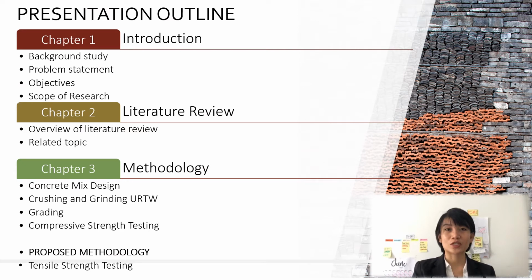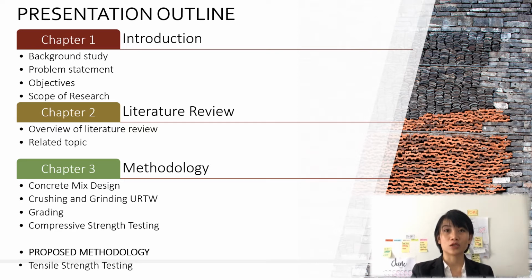Okay, so before we proceed to the main purpose of this presentation, I'm going to briefly explain my presentation outline, what to expect afterward. The first one is the introduction of this project, which includes the background study, the problem statement, and the objective, followed by the scope of the research. The second one is the literature review. In this topic, I'm going to explain the topics related to my research, and I'm going to use this research as my guideline to do my project.